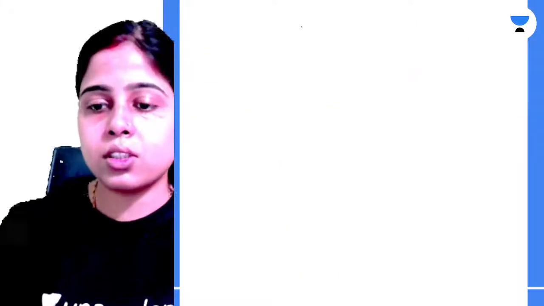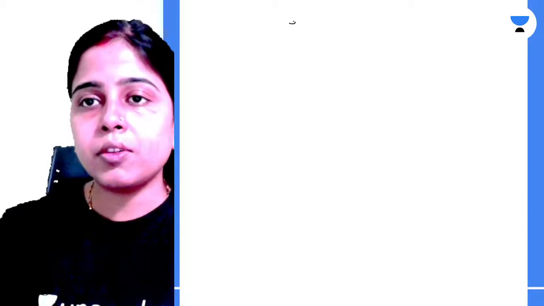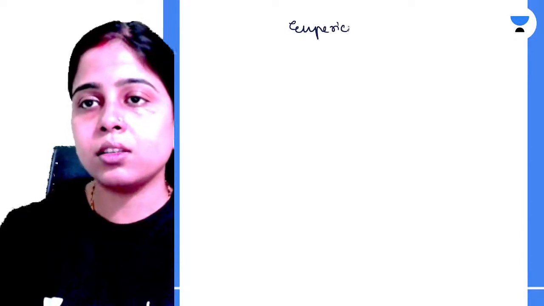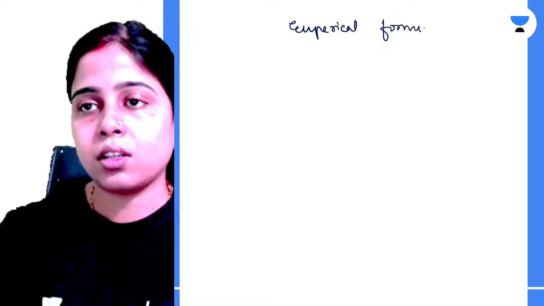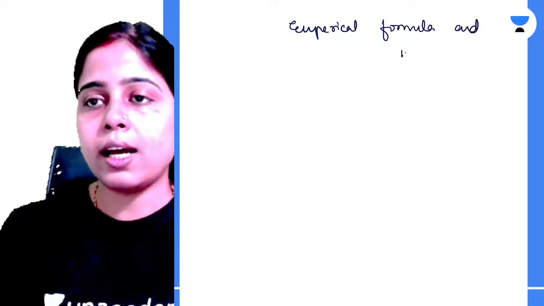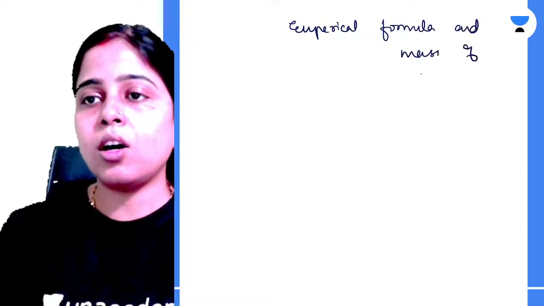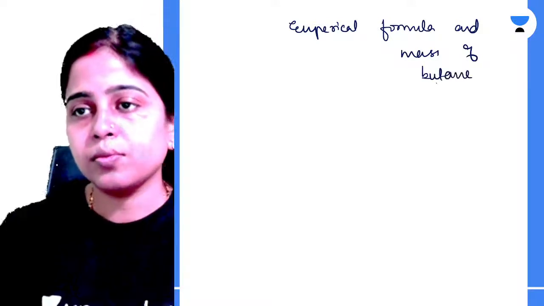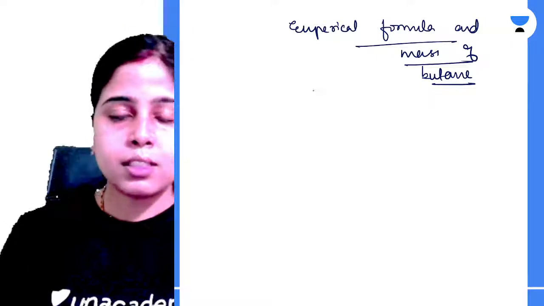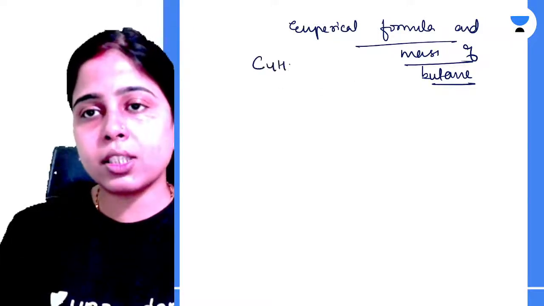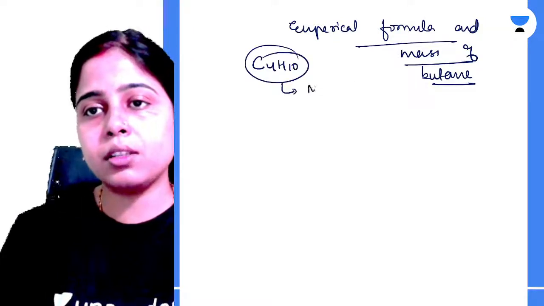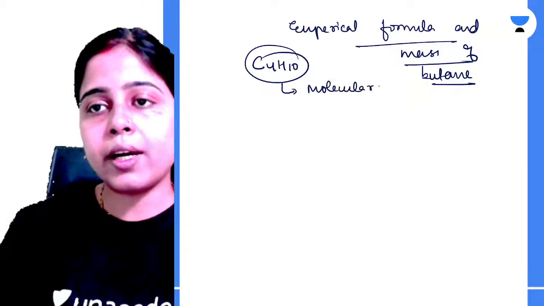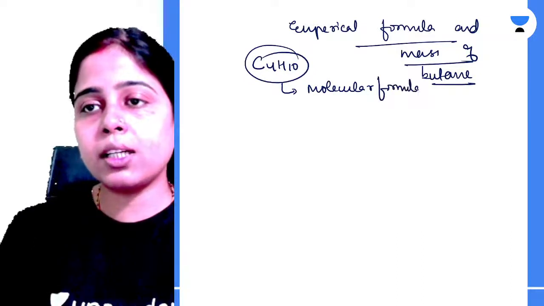Okay, so just find out one more. You have to find out the empirical formula and mass of, let's say, butane. Okay, so butane's molecular formula is C4H10. This is the molecular formula. First of all, what do we have to find out here?